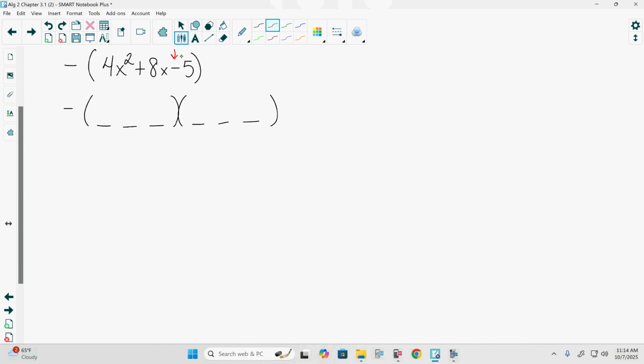To find the sign, we look at the third term. If the third term is positive, the signs are the same and match the sign of the middle term. If the third term is negative, the signs are opposite. Here, the third term is negative, so our signs are opposite.